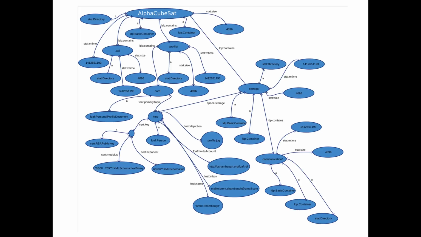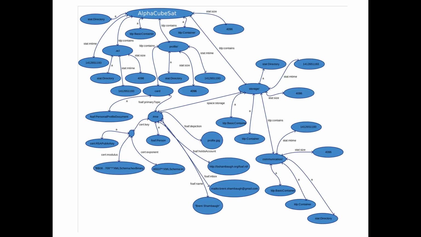Alpha CubeSat does not presently have a linked data representation of its activities, but if such a representation did exist, it might look like this. This is data structured in the pattern of a Linked Data Platform standard-based Solid server. A basic element in the Linked Data Platform standard is a resource, of which a container is one. The ovals labeled Alpha CubeSat, Profile, Storage, Card, and Communication all represent containers.